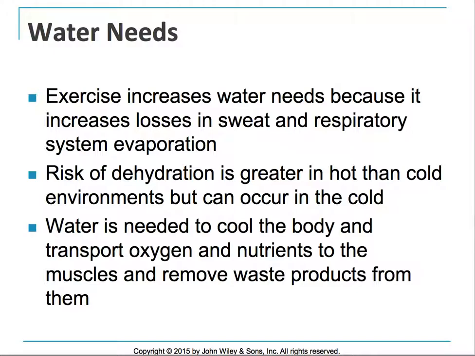Water needs. Exercise increases water needs because it increases water loss from sweat and respiratory system evaporation. The risk of dehydration is greater in hot weather than cold environments, though dehydration can still occur in the cold. Water is needed to cool the body and transport oxygen and nutrients to the muscles, as well as remove waste products.